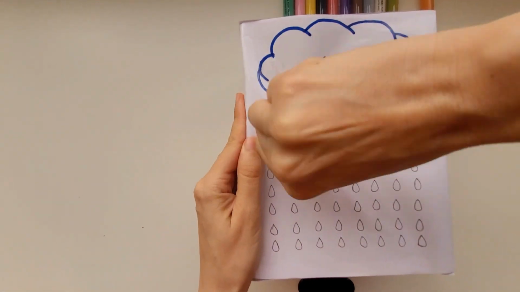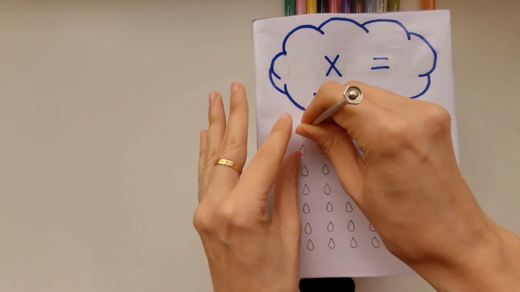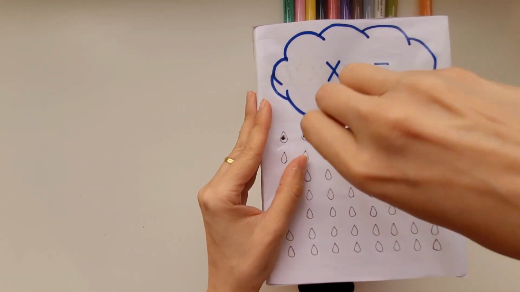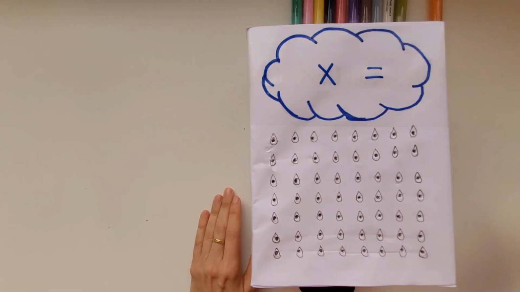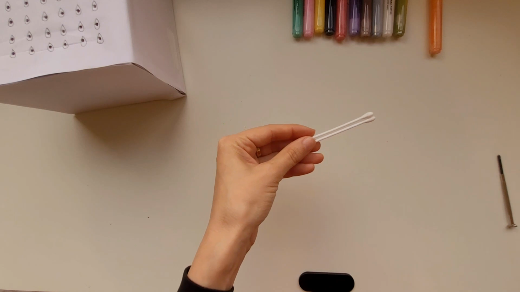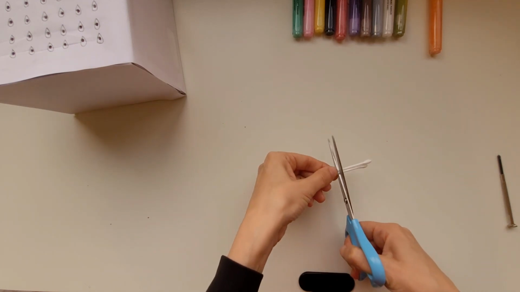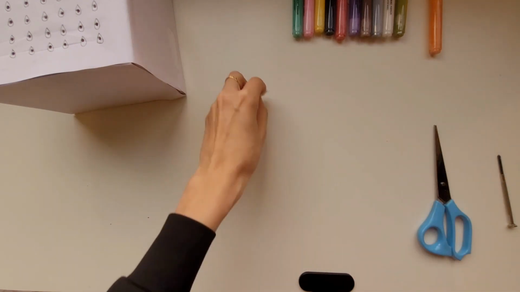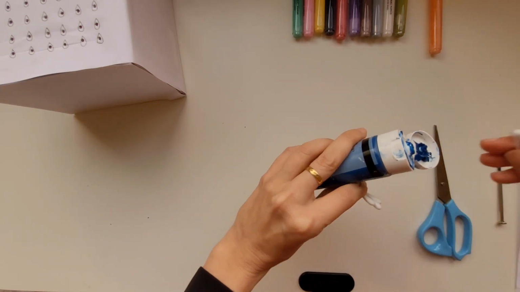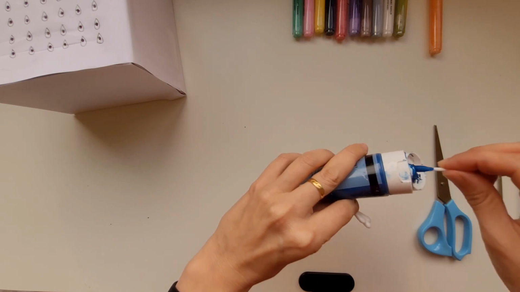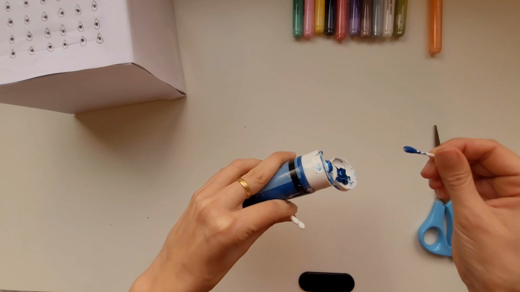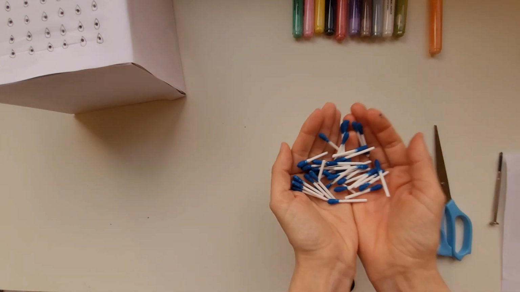After that, I'm going to use this tool to put little holes inside each of the raindrops. After making a hole in each raindrop, I'm going to take some Q-tips. I'm going to cut them in half, and then I'm going to use some blue paint to paint the edges of the Q-tips. You can do that by sticking them in a tube of paint or painting them with a paintbrush or a marker. Here I'm just sticking them inside the paint tube.